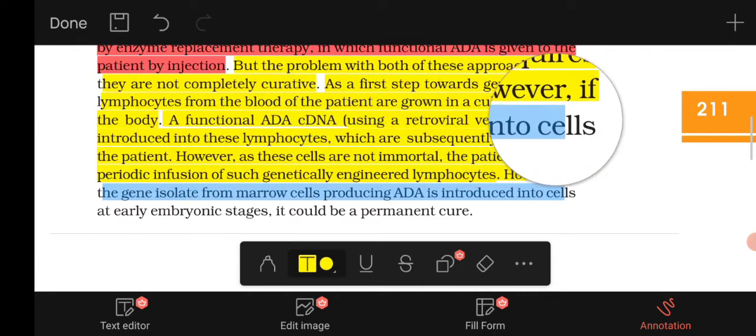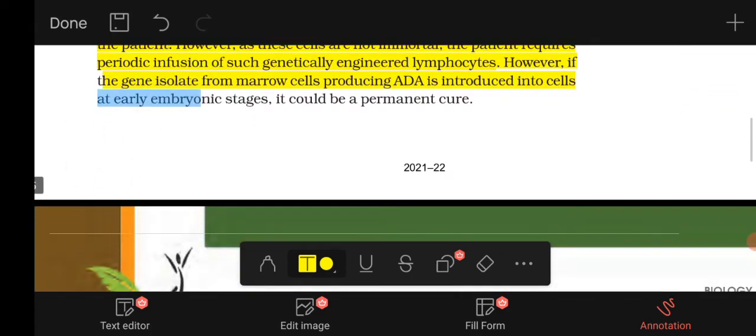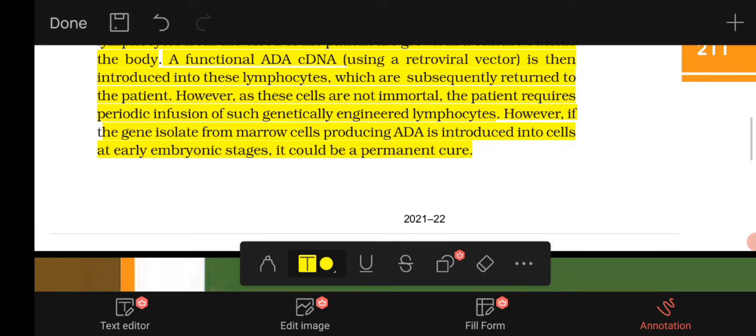But if the gene isolated from the marrow cells producing adenosine deaminase is introduced into the cells at early embryonic stages, it could be a permanent cure. Sorry, I made a mistake here. If the gene is isolated from the marrow cells producing adenosine deaminase and introduced into cells at early embryonic stages, then it could be a permanent cure, but we don't know, we are not 100% sure about it.